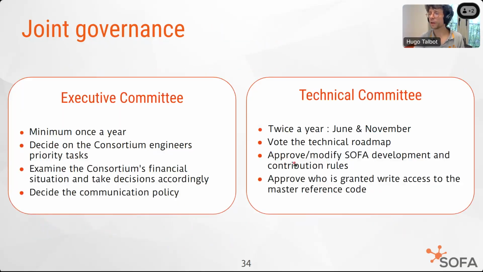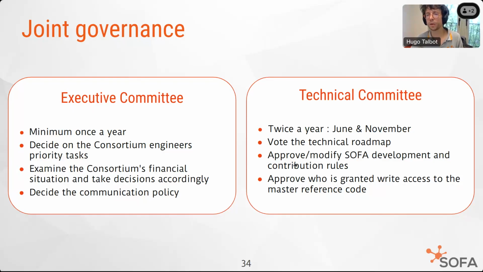And how does it work? Who decides? It's a well-defined governance in SOFA, where we have a set of partners participating in the executive committee. And this decides the priorities of the consortium engineers. What has to be targeted first, what is the most urgent for the partners? Communication policy, obviously, changes in contracts and so on.